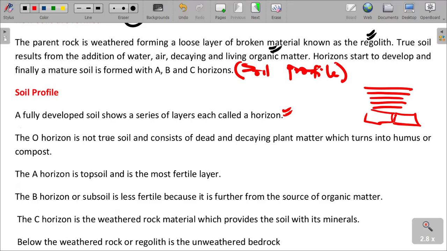Horizon O is not true soil and consists of dead and decaying plant matter which turns into humus or compost. That is the top profile, horizon O.